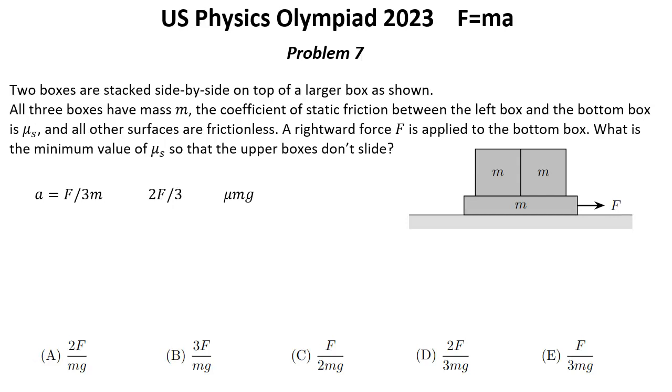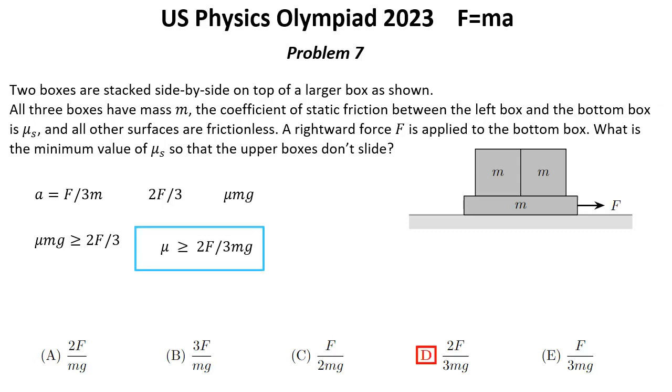So we conclude μmg must be greater than or equal to 2F over 3, or μ must be greater than or equal to 2F over 3mg, which is answer D, and this is the solution for problem number 7.